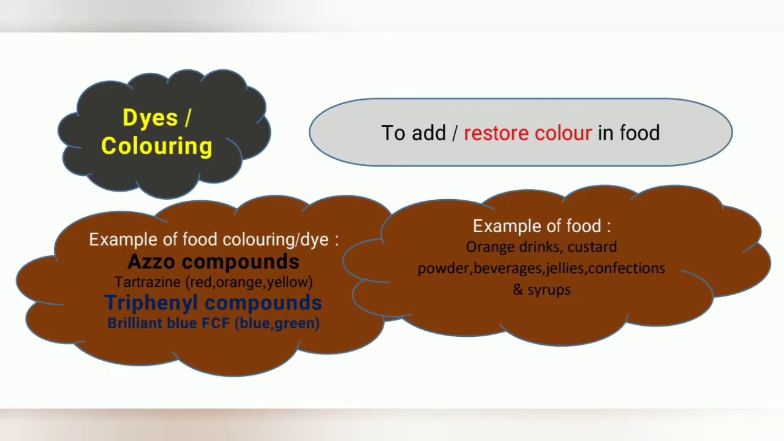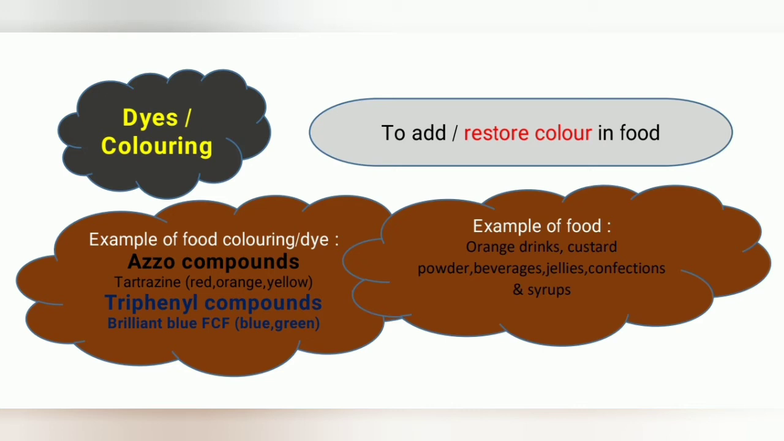Food colorings are dyes. Food processing often leads to a loss of color. Food dyes are used to add or restore the color in food in order to enhance its visual appeal and to match consumers' expectations. Food dyes can be classified into natural and artificial food dyes.